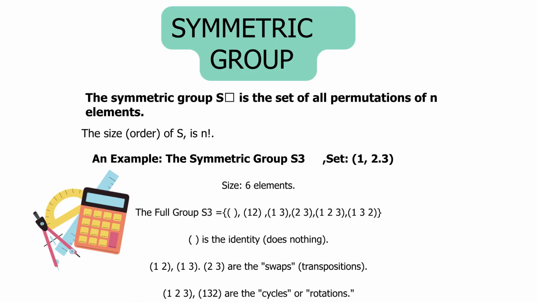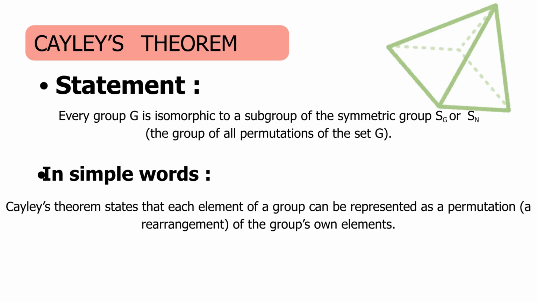The symmetric group Sn is the set of all permutations of n elements with a size of n factorial. For example, S3 has 6 elements, including the identity, 3 transpositions, and 2 3-cycles. Cayley's theorem states that every group G is isomorphic to a subgroup of the symmetric group SG. Simply put, any group element can be represented as a permutation of the group's own elements.